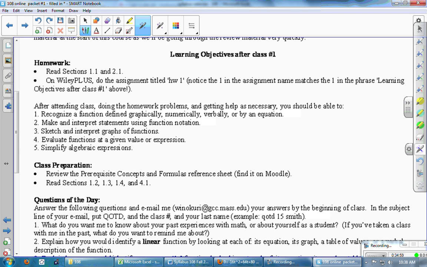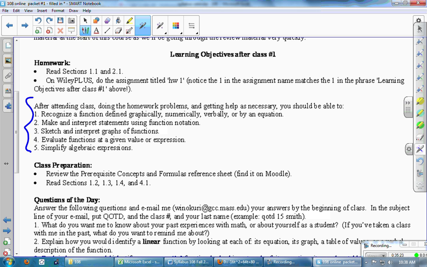And you're going to go through and you're going to do the homework. Homework number 1, it's this one right here that matches that one. You'll see a lot of homework assignments in Wiley Plus. You want to make sure you're doing the one that has the same number as the learning objectives. Okay, this section right here says after attending class, doing the homework problems, and getting help as necessary, you should be able to, and then there's a list of things I'd like you to be able to do.